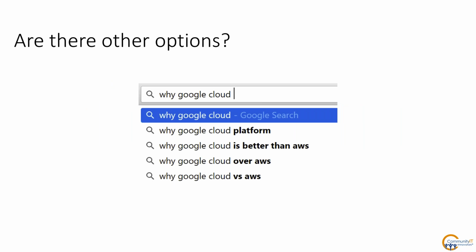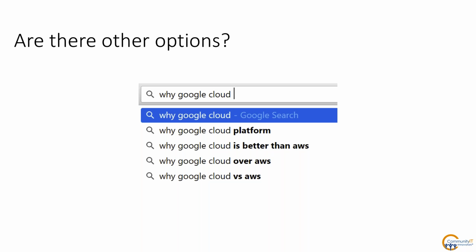I was curious what would happen if I did one of these Google searches where you just type in a couple words and then see what the top searches are. So I typed in "why Google Cloud," and you can see here the top 4 things that people are searching for. Why Google Cloud Platform? Why Google Cloud is better than AWS? Why Google Cloud over AWS? Why Google Cloud versus AWS?